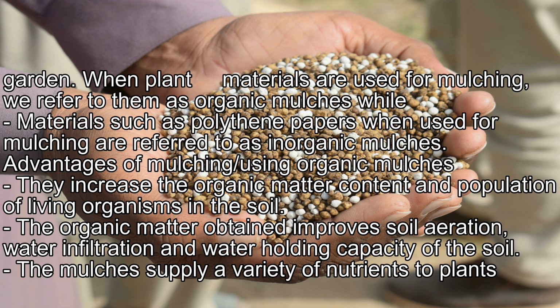When plant materials are used for mulching, we refer to them as organic mulches, while materials such as polythene papers when used for mulching are referred to as inorganic mulches. Advantages of mulching/using organic mulches.